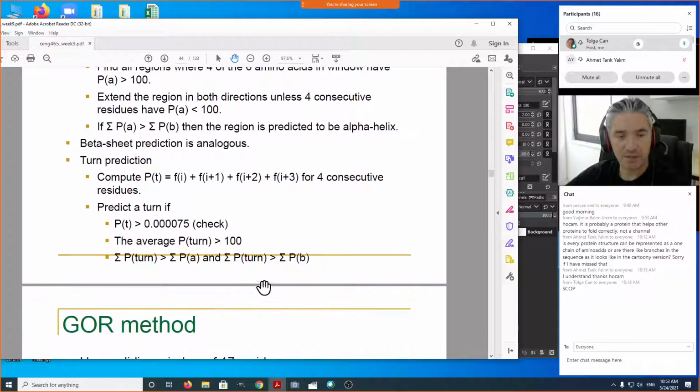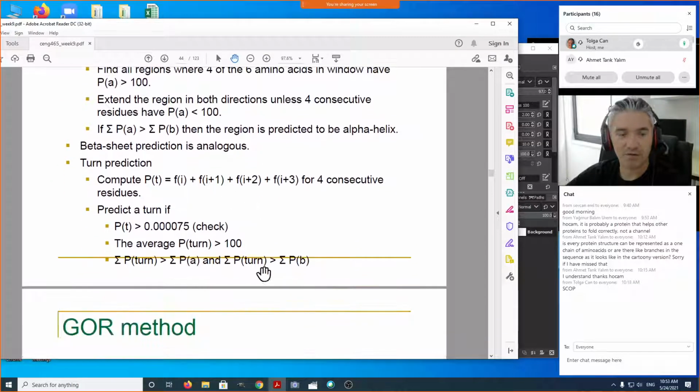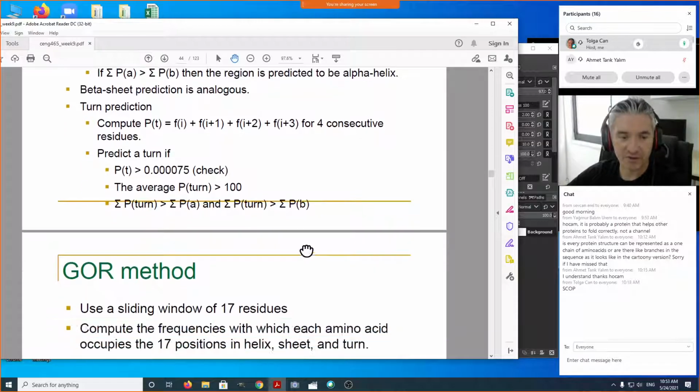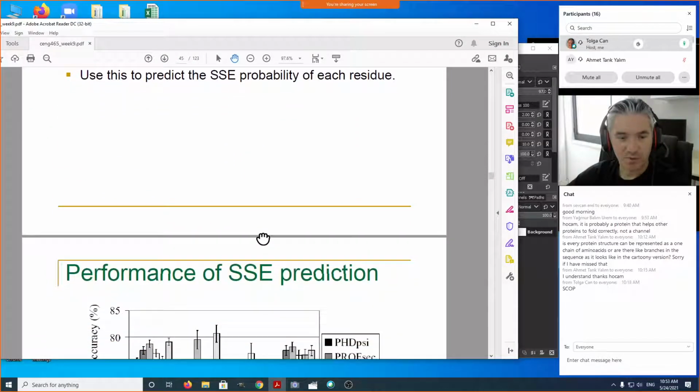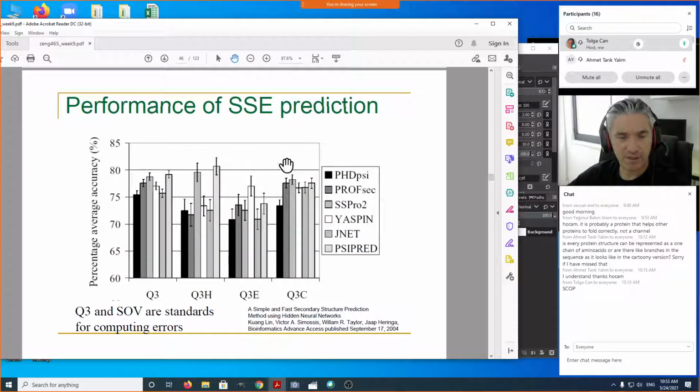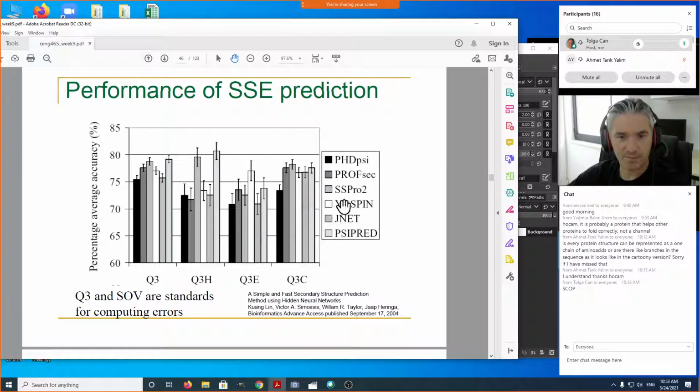So you're not responsible for secondary structure prediction methods in the exam. Therefore, I'm going to skip this one, and just look at this table from a paper by CyPred, I remember. This is from a 2004 paper, a simple and fast secondary structure method using hidden neural networks. I think that was CyPred.